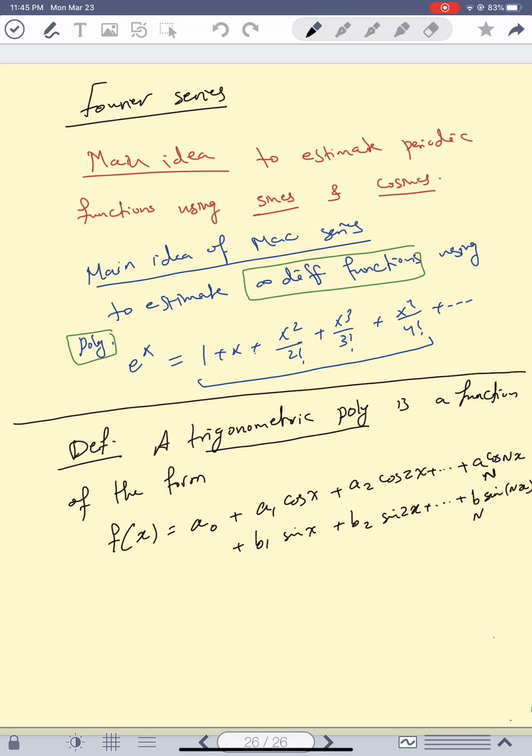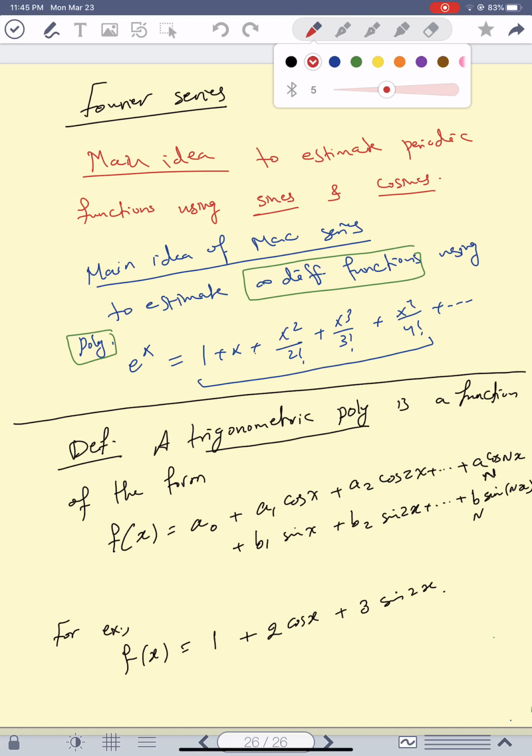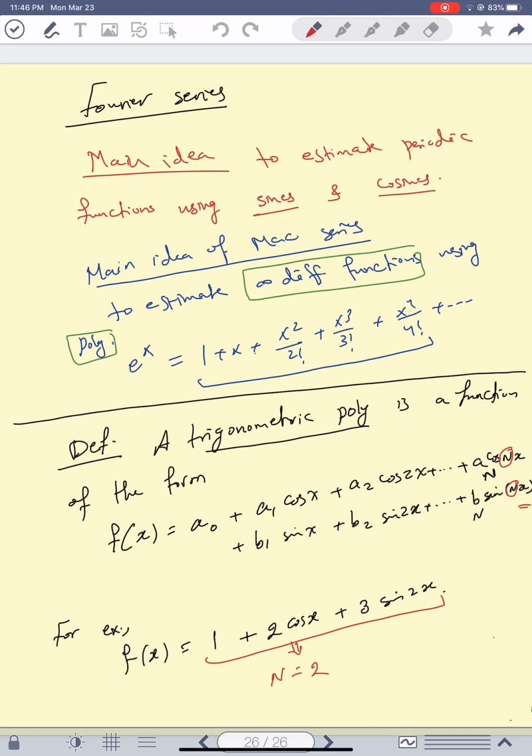So b1 sine x, b2 sine 2x up to b big N sine Nx. Okay? For example, if you say f of x is a number plus, what do you mean by the a's and the b's? These are just numbers. So for example, plus a number times cosine x plus another number times sine 2x. This is a trigonometric polynomial. So simply, a trigonometric polynomial is a finite sum of cosines and sines multiplied with constants. In this example, if I ask you what is big N, it is like the last term, which is 2. You see this number here, this is the largest number, so N is 2.